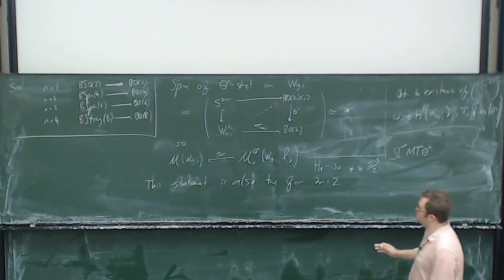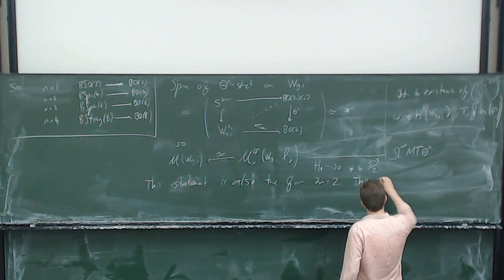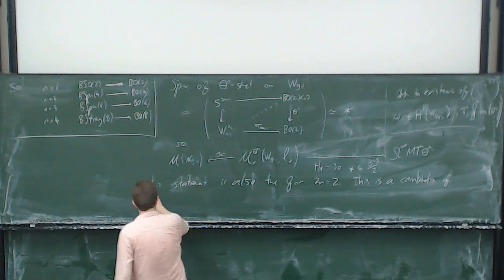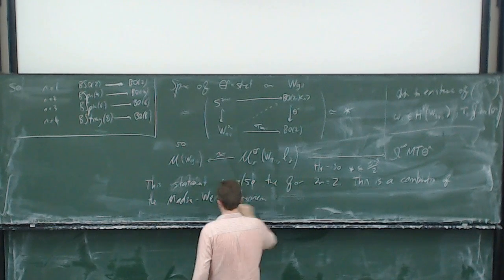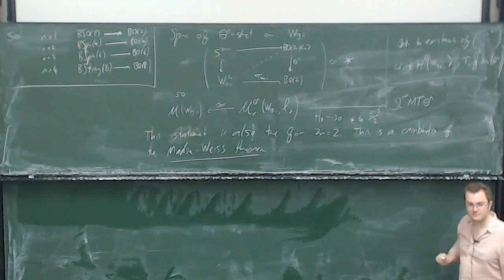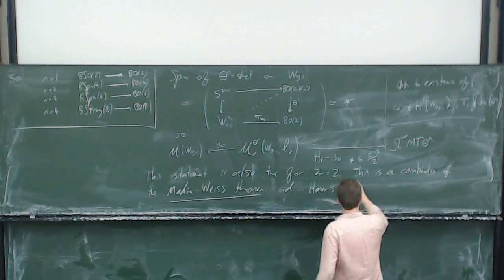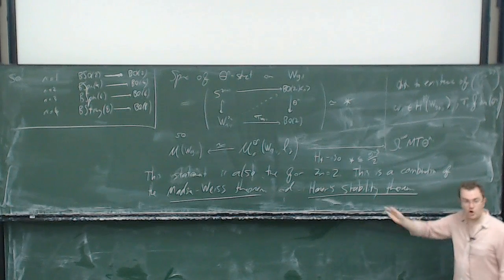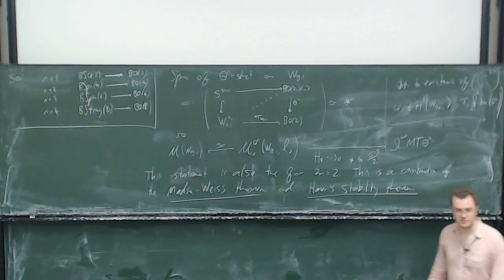And this is, in a sense, the motivation for why Soren Galatius and I started thinking about these high-dimensional manifolds. So this is a combination of the so-called Madsen-Weiss theorem, which corresponds to what I was calling the stable version of the main theorem. That's one ingredient, and the other ingredient is what's known as Harer's stability theorem, which is this homological stability theorem for these manifolds, in this case oriented surfaces of genus G.